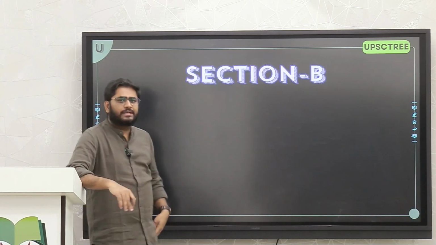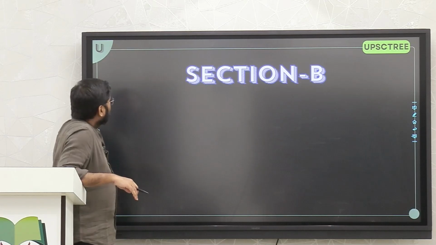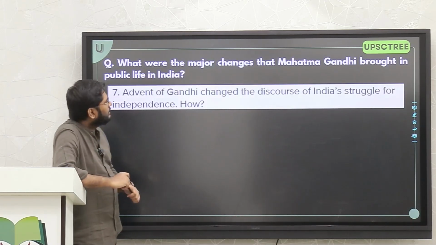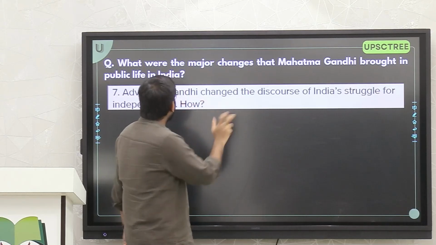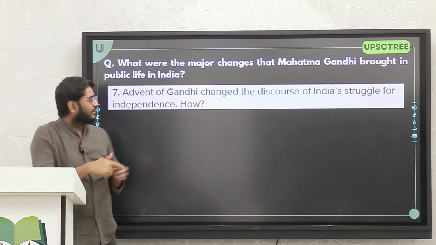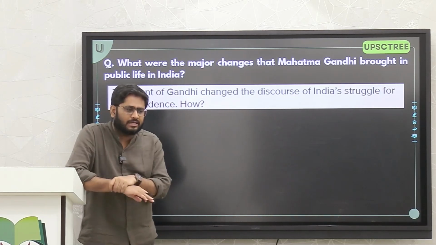Okay. Going on to Section B. Section B, all of the questions carry 15 marks. Now let's look at the question. What were the major changes that Mahatma Gandhi brought in public life in India? Now I gave this question also. I have elaborately discussed it in my classes as well.